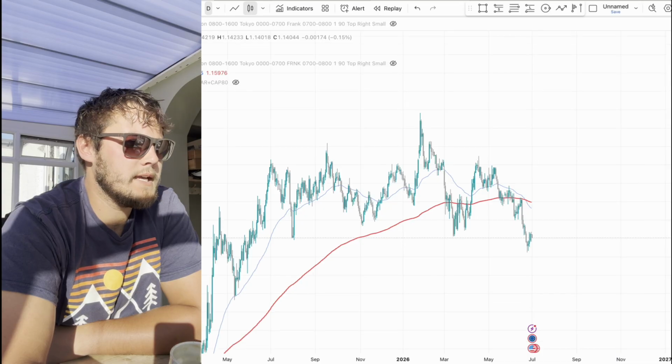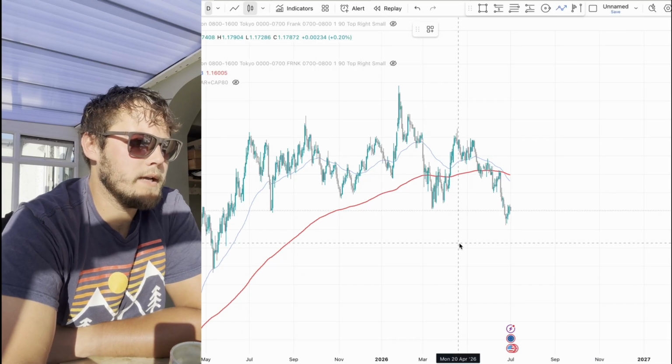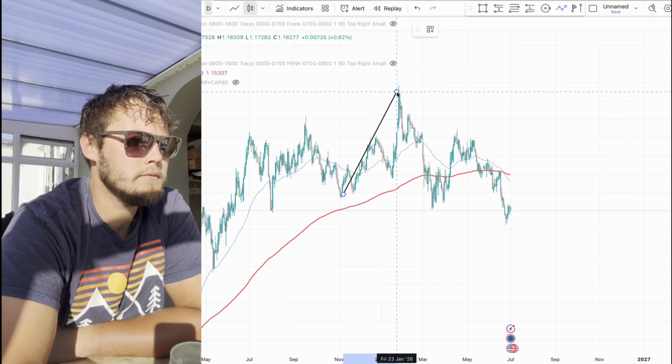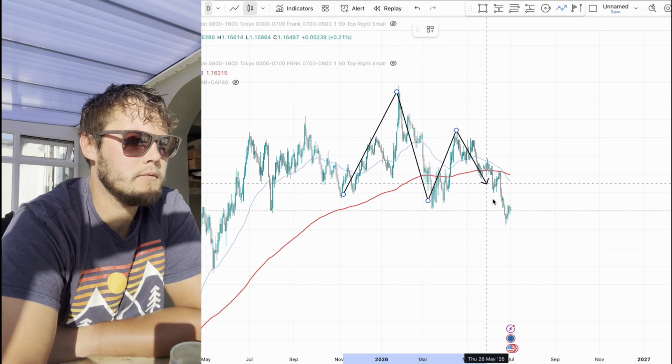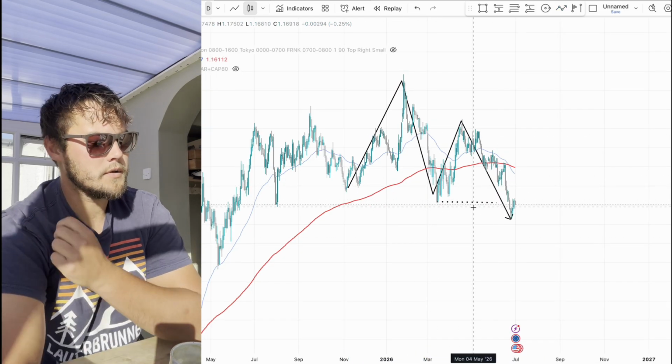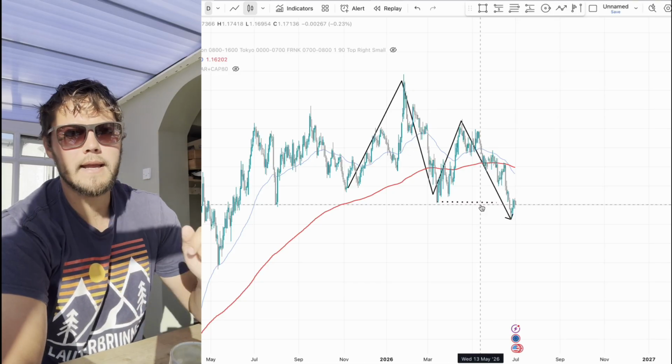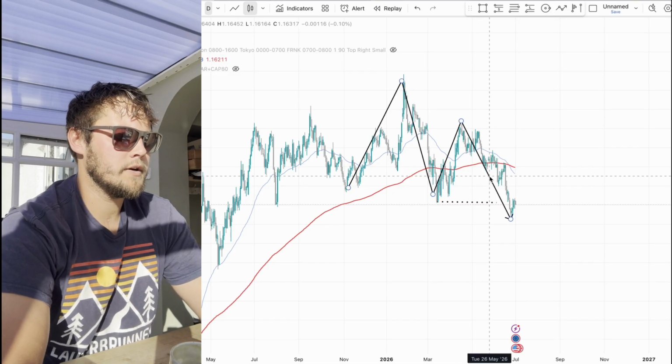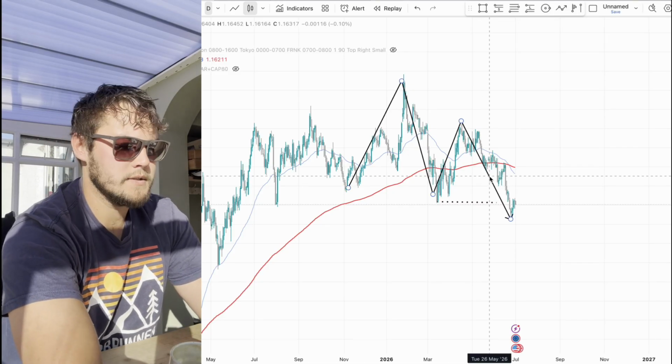So on the daily chart, we've got a bearish daily, we've got low, high, low, high, low. Just took out this daily low. So because we took out the low, we can sort of expect a pullback at any point in time. So our daily's bearish.